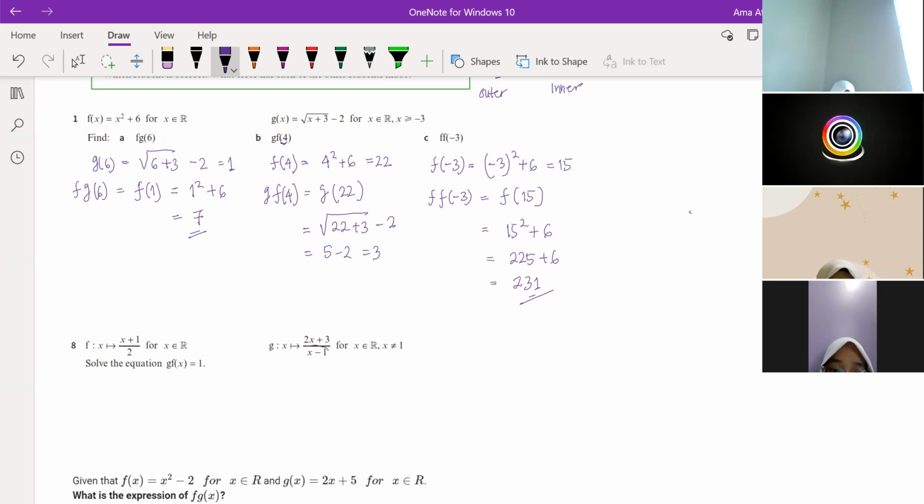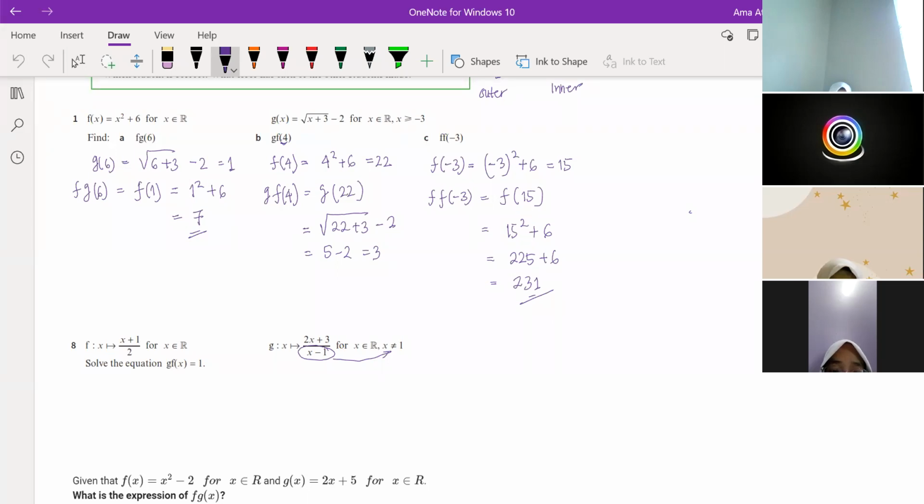Yes, because in rational functions we are not allowed to have the denominator 0. We have the condition here, and therefore the denominator must not equal 0, and therefore x must not equal 1. Okay, so here we are going to solve the equation g of f of x, which means it is composition. Solve the equation g of f of x if it equals 1. Okay, right, students.